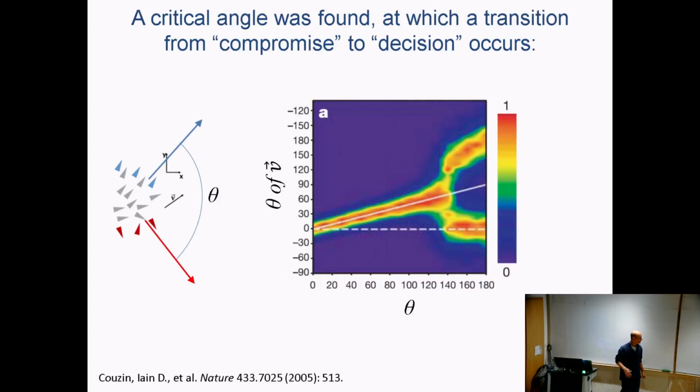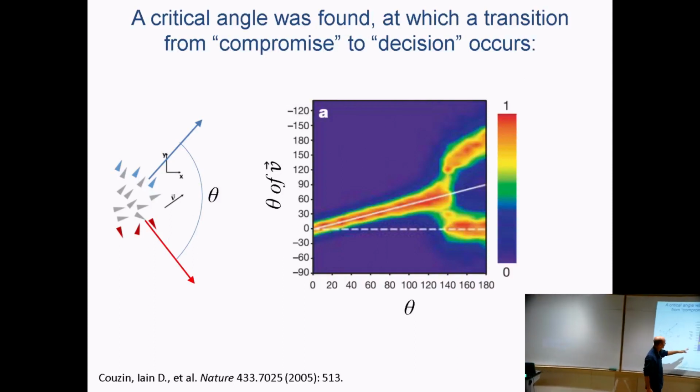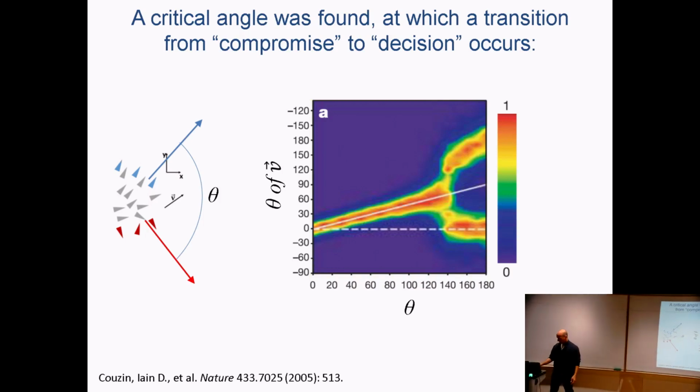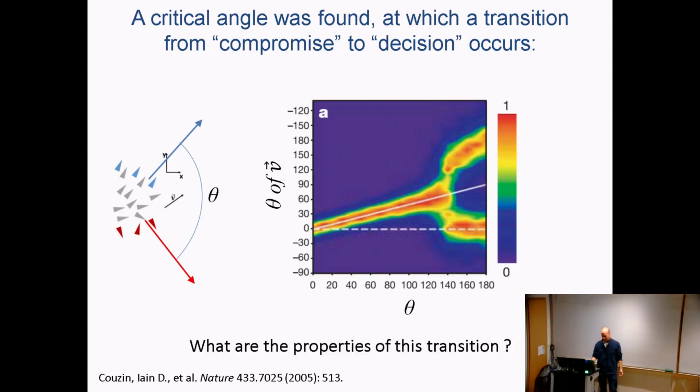For example, what kind of data do you get from these simulations? You get that as long as the angle between the two targets is small, the group will go along the compromise direction, which is the middle between the two angles, and there's a critical angle at which the group will split to either going to one direction or the other. So this was a solution that already Ian reported from these simulations, but what are the properties of this transition? It's not clear from just running more and more simulations.